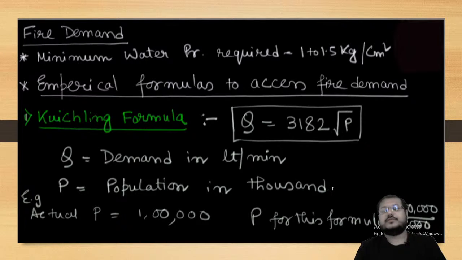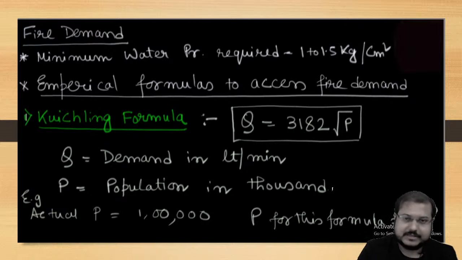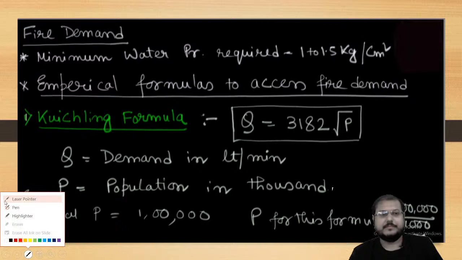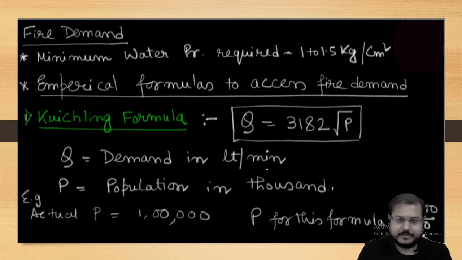So Q is equals to 3182 under root P, but mind the units. As these are empirical formulas, you need to be very much concerned about the units. Q is the demand in liters per minute.